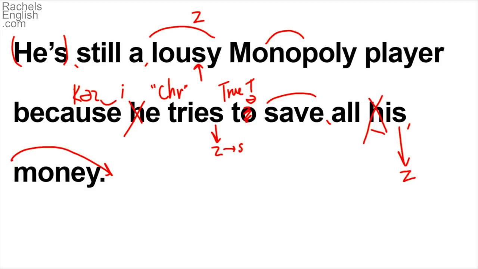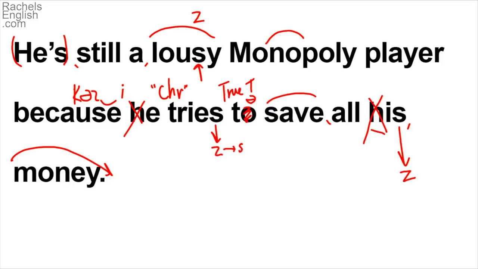Tries to, tries to save all his money. There are so many things that make American English sound American. This linking, these dropped sounds, these reductions that help us link things smoothly and give more rhythmic contrast. There's so much to study in even just a small scene. Tries to save all his money.